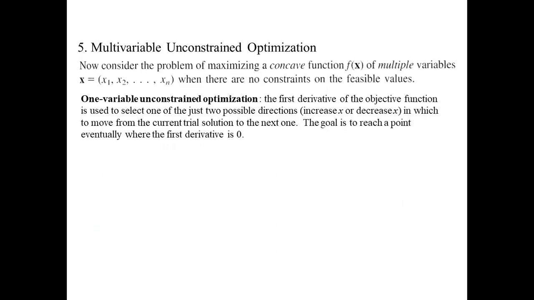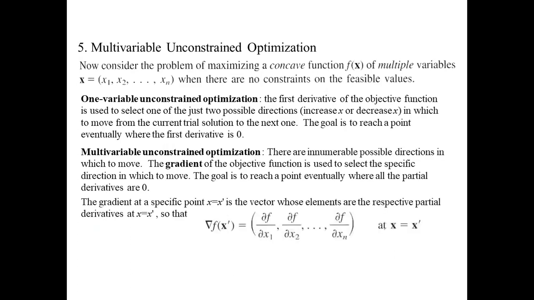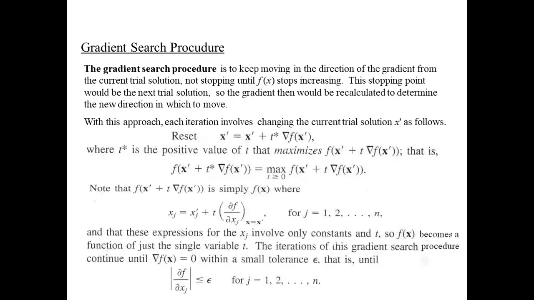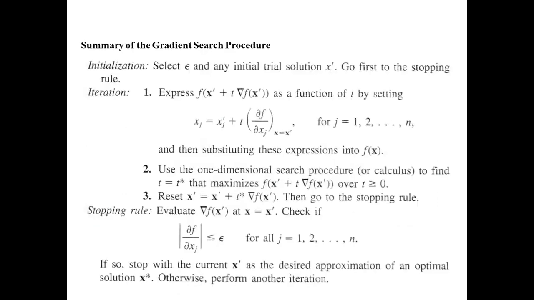So multi-variable unconstrained optimization problems follow the same procedure. So gradient descent optimization, the gradient search procedure, I've already explained earlier. You can see you initialize, select epsilon as a stopping criteria for any initial point x bar. Go to the stopping rule and then iterate by finding the functional value at t. You update the value and then substitute these expressions into f of x. Okay.